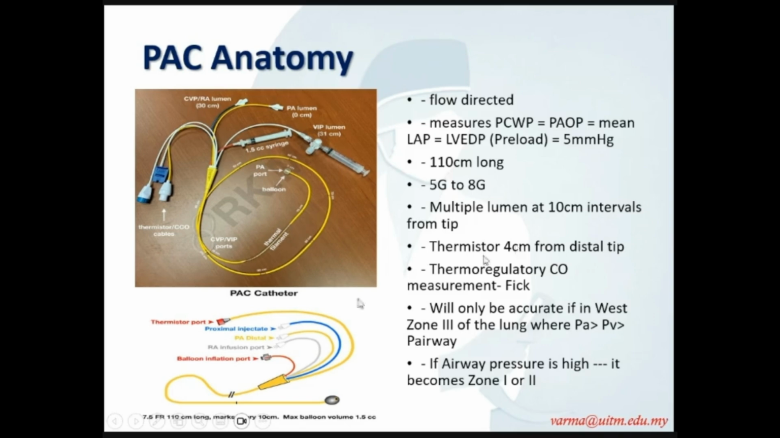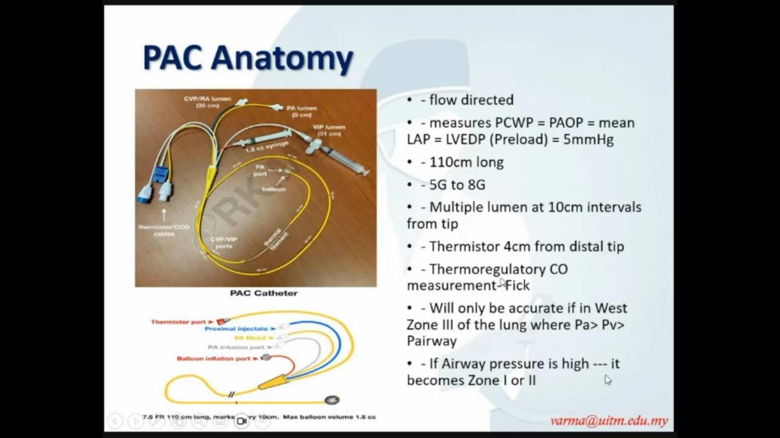There is a thermistor which measures the temperature change 4 cm from the distal tip. You see, this is the distal tip. Within 4 cm, here you have a thermal filament. Okay, this is your thermistor. And thermoregulatory cardiac output measurement, your thermodilution, uses the Fick principle. I just put the important words. I don't want to put a lot of information.